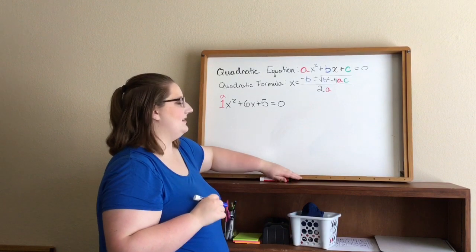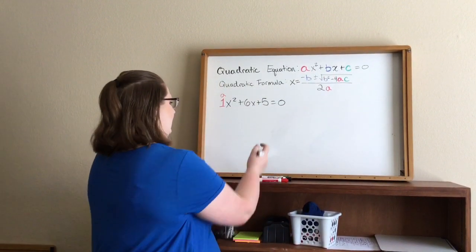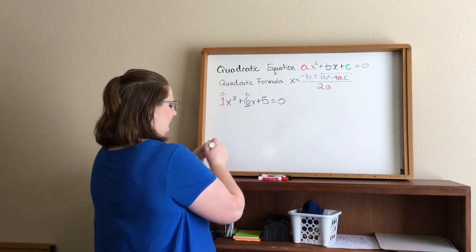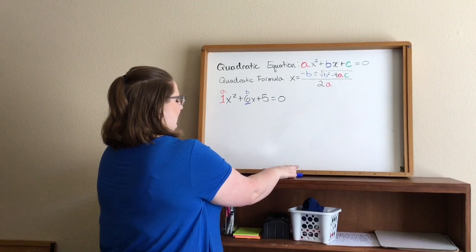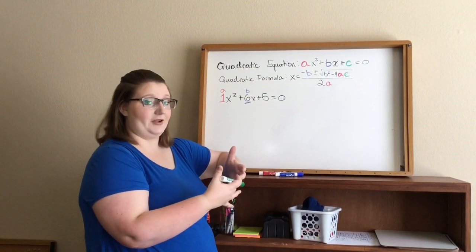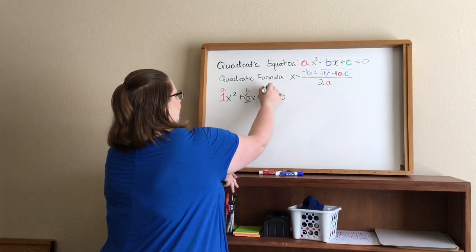B comes next, and b is the coefficient that goes with x. So b in this problem is 6. And then finally c is our constant. It's the number that doesn't have a variable attached to it. So in this example, c is going to be 5.